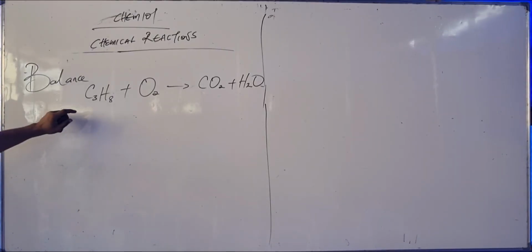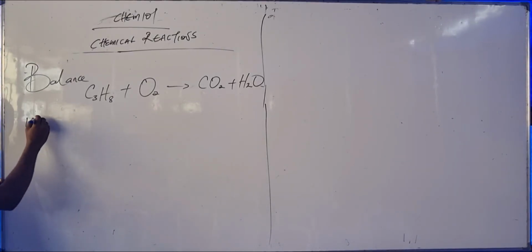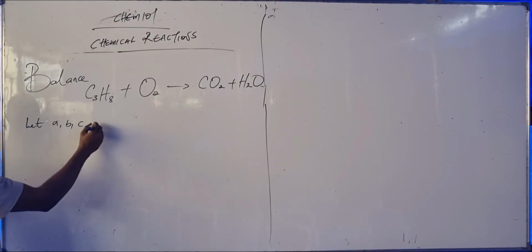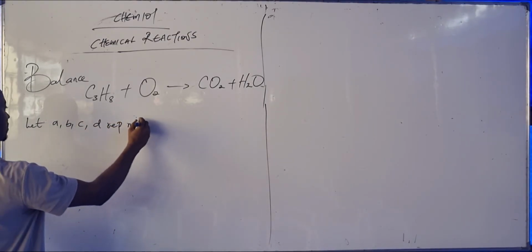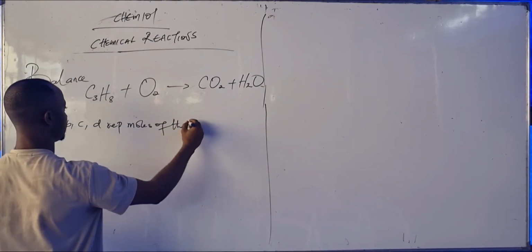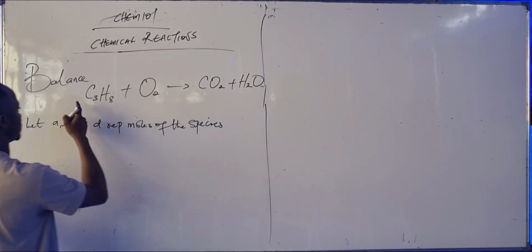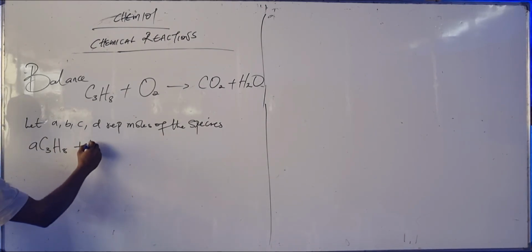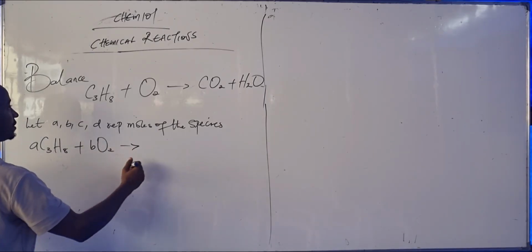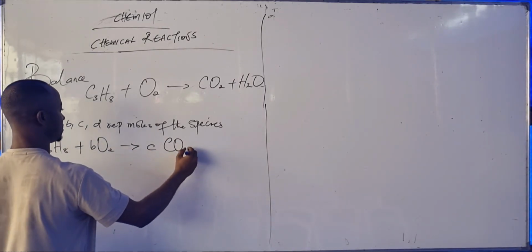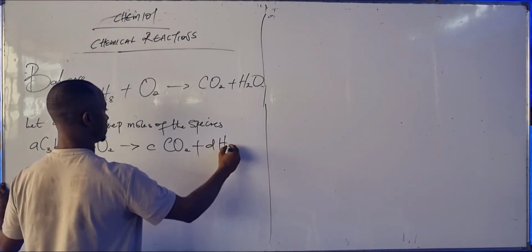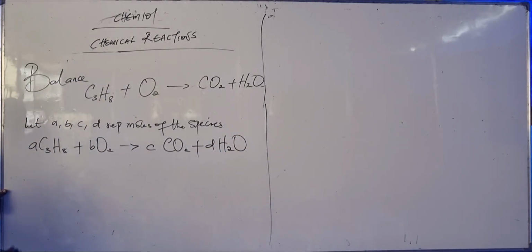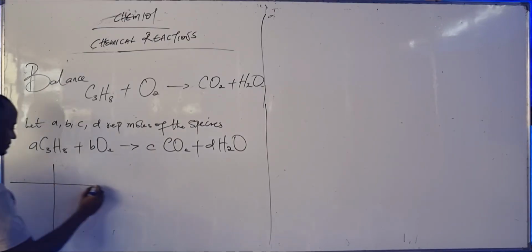We have to balance this. So we're going to select A, B, C and D to represent the moles of the species, right? Here it becomes A C3H8 plus B O2 gives C CO2 plus D H2O.